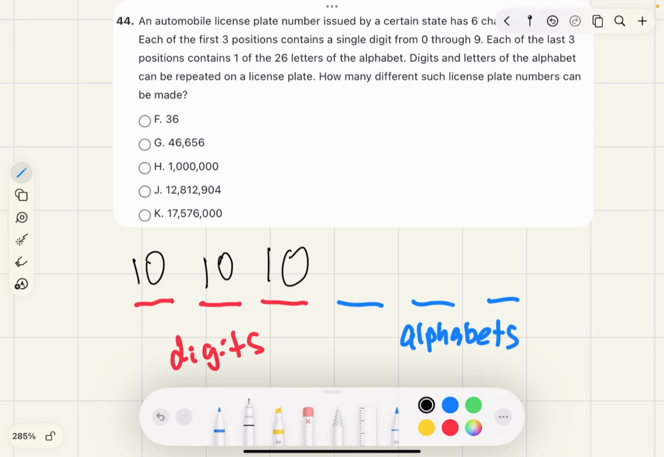Now moving on to alphabets. What we see is that there's 26 letters in the alphabet, and there's no restriction on repeats. It's a similar concept to the digits, except that instead of 10, there's going to be 26 because there's 26 letters in the alphabet. Since there can be repeats and no restrictions on which letters or the amount of letters, we can write down 26 here and 26 here.